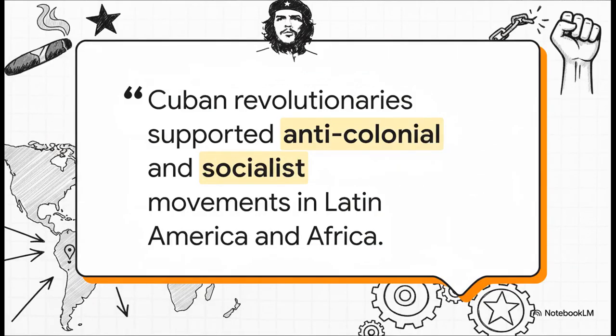Over in Latin America, the Cuban Revolution became this incredibly powerful symbol. Fidel Castro and Che Guevara set up a communist state just off the coast of the United States, turning Cuba into a huge Cold War flashpoint. From there, they actively tried to export their revolution, supporting anti-colonial and guerrilla movements all over the region.